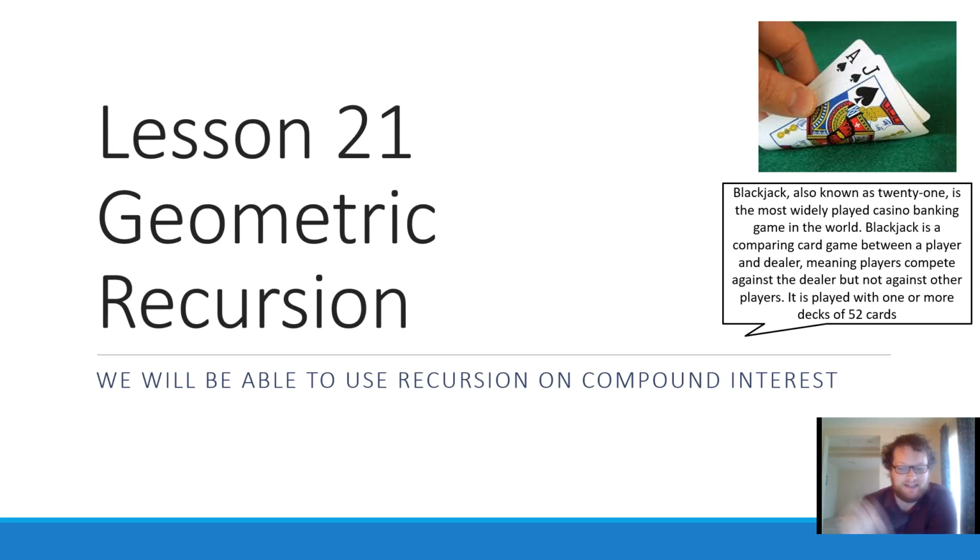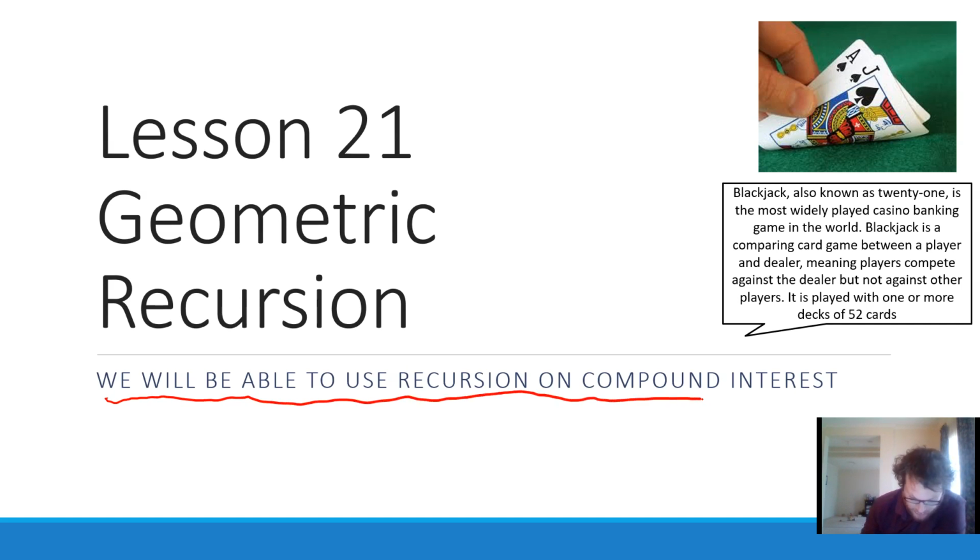Let's get started. So what I'm going to do first is go back a couple of slides to what we were doing last time and talk about how that relates to geometric recursion. Our lesson goal today is that we will be able to use recursion on compound interest. That will make a little more sense because geometric recursion is really good at dealing with compound interest, whereas arithmetic recursion is really good for dealing with simple interest.